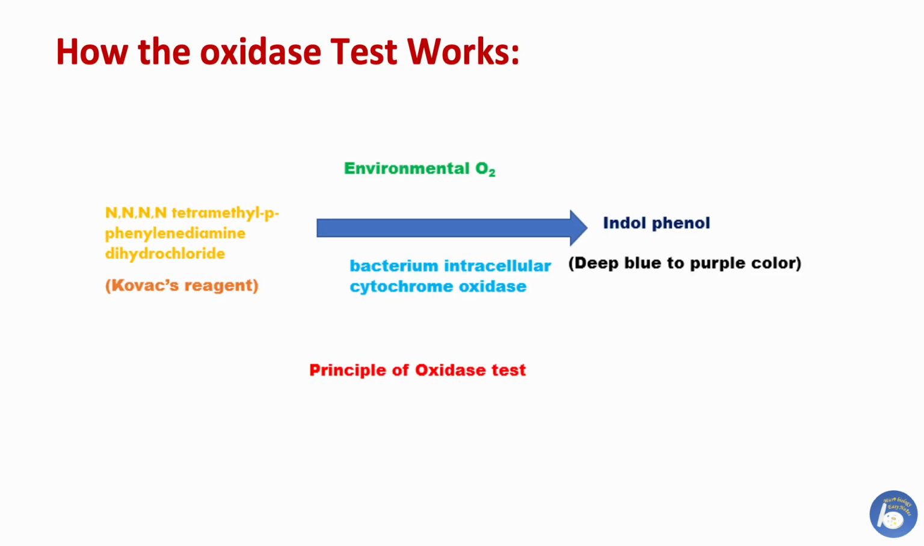How the oxidase test works. A reagent such as tetramethylparaphenylenediamine dihydrochloride is used. This compound acts as an artificial electron donor. If cytochrome C oxidase is present, it will oxidize the reagent. This oxidation causes a color change, typically from colorless to dark purple-blue within 10 to 30 seconds.